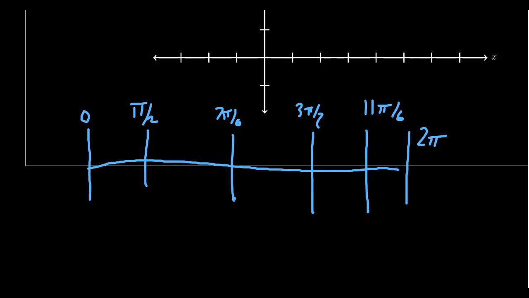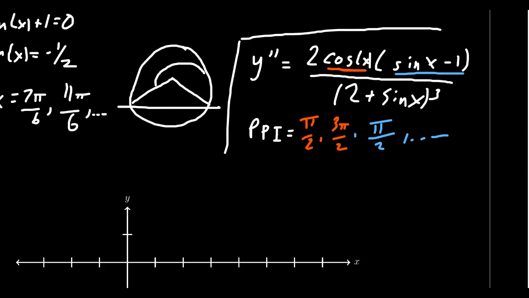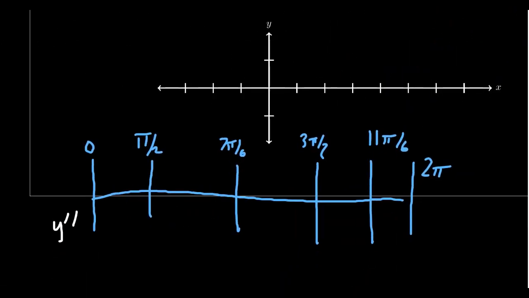And so if we come to the second derivative, let's take a look at it again real quick. This might be a useful situation to use test points, where you plug in specific numbers in these intervals right here. You can always use the factorizations of these things, but however you want to do it, there are ways to do it. You get a negative between 0 and pi halves. You get a positive between pi halves and 7 pi sixth. You get a positive between 7 pi sixth and 3 pi halves. You get a negative between 3 pi halves and 11 pi sixth. And you get a negative again from 11 pi sixth to 2 pi.